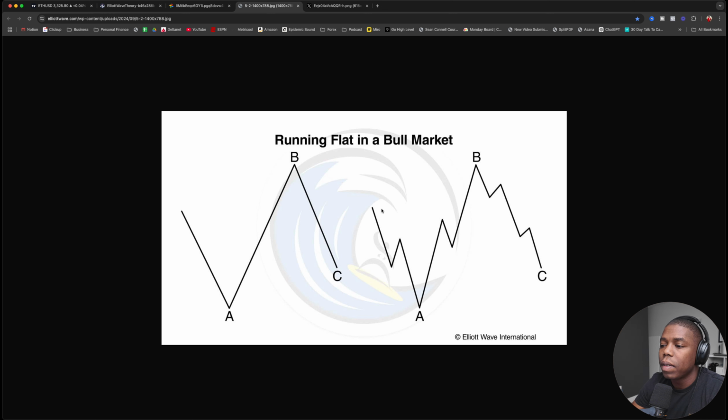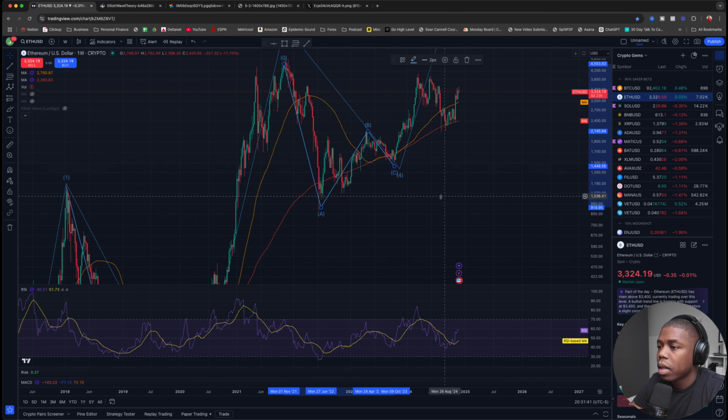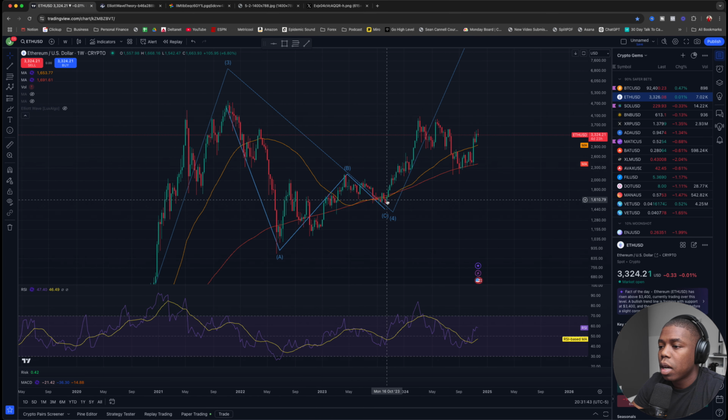And so with the running flat, A comes down just like normal, B goes up, and then C comes down again, but it doesn't go all the way to where A was, wave A. And that's what we have on Ethereum, in my opinion, when we came down for this low in October of 2023.